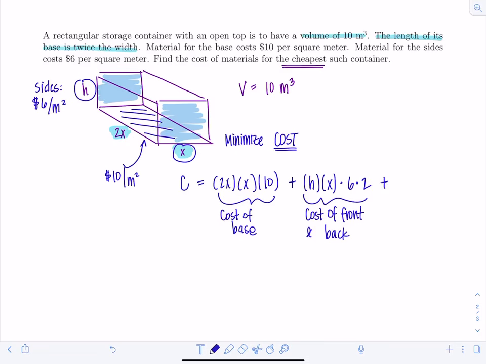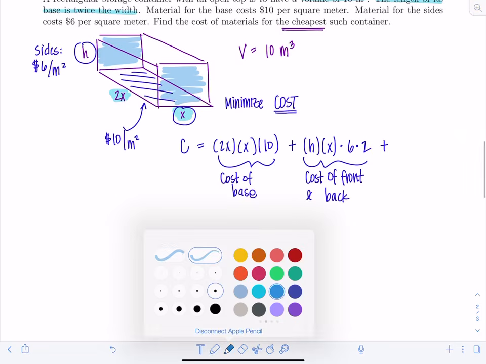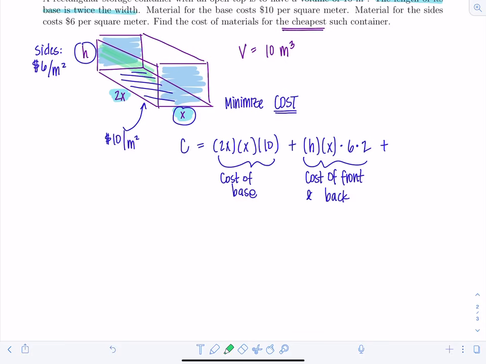Plus, then we have the sides. So the sides are going to be this long side here and the one back here. Now, if you label things differently, it's fine, as long as you just set things up in the proper order and proportion. Okay, well, what are the dimensions of those sides? It's going to be h times 2x. They again cost $6 per square meter, and there's 2 of them. So this is the cost of the sides.